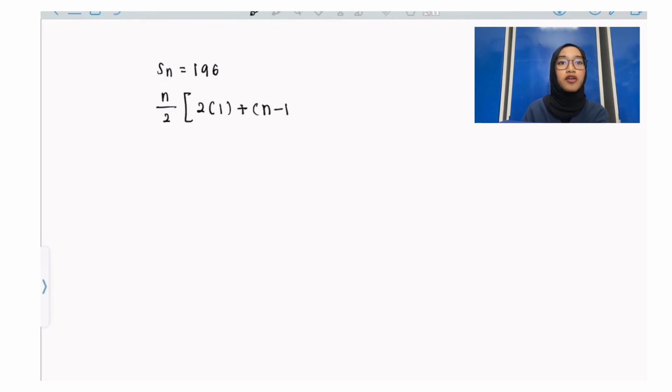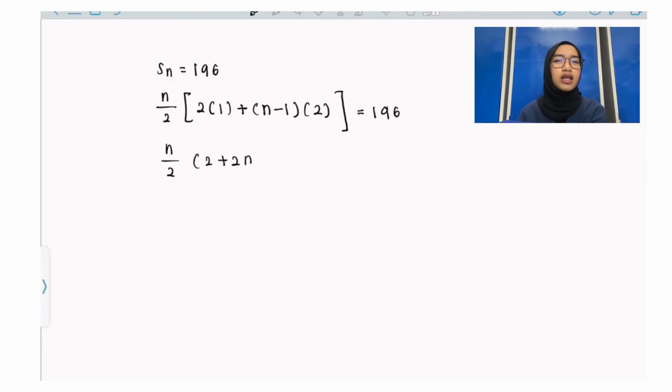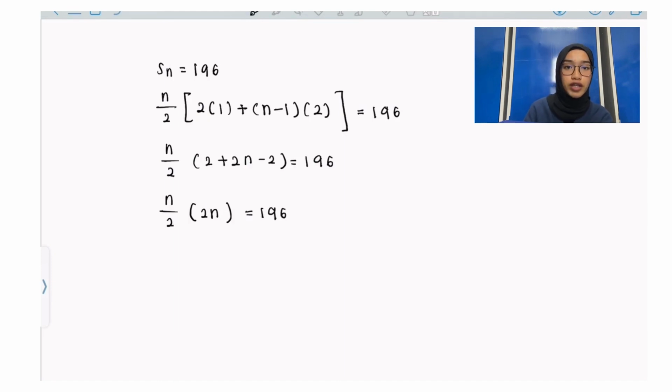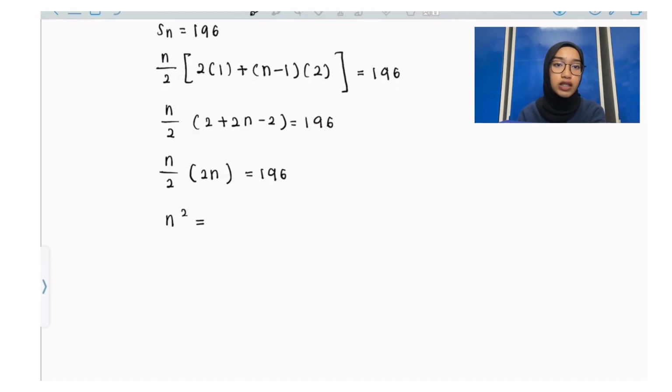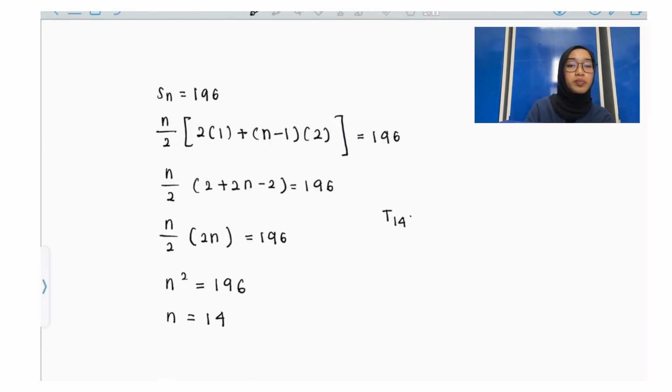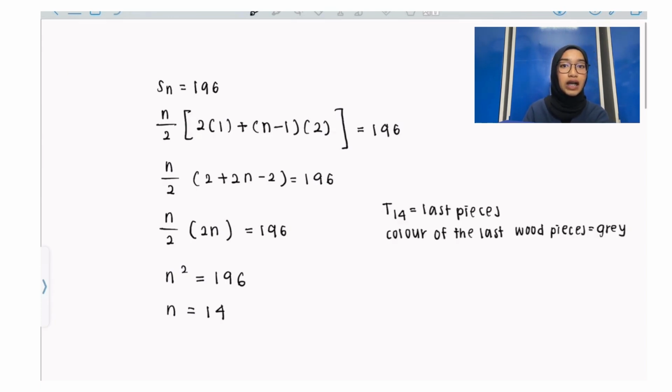So, for the solution, as stated in the question, the total of the wood is 196. We use the formula for the sum of n terms to find our n value. The formula is n over 2 times 2 times 1 plus n minus 1 times 2 equals 196. Solve it and I got n equals 14. Therefore, T14 is the last piece of wood. From here, we know that the color of the last wood pieces is gray. To find the total of wood pieces for that particular color, we use the formula for n terms where T14 equals 1 plus 14 minus 1 times 2, and it's equal to 27.